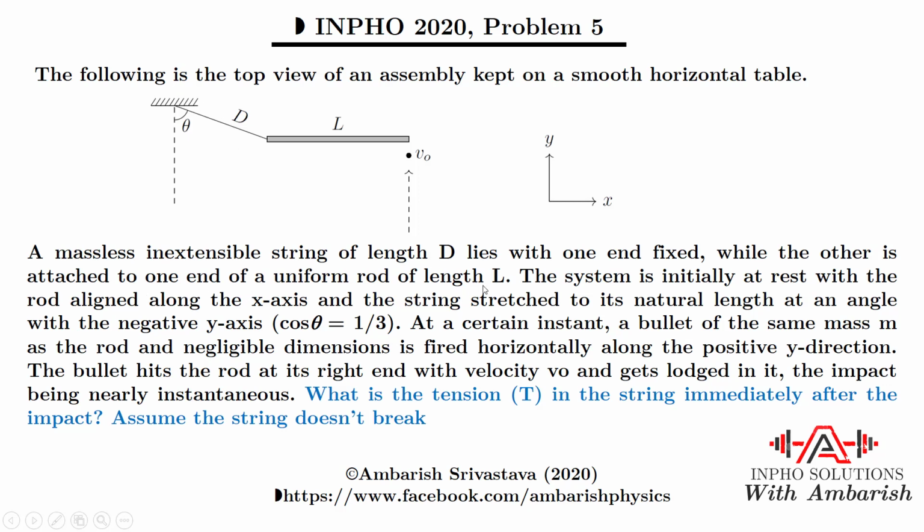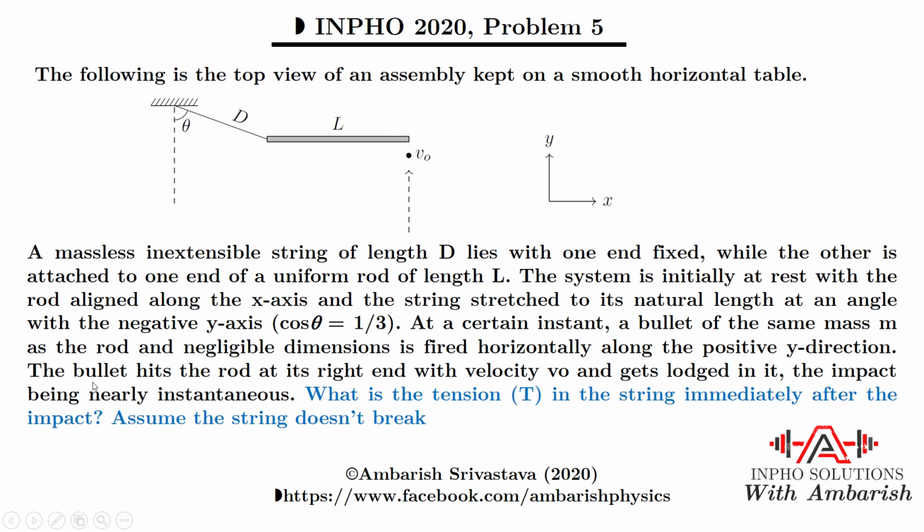You can see here. The system is initially at rest with the rod aligned along the x-axis and the string stretched to its natural length at an angle with the negative y-axis. Cos theta is 1/3. So this angle is cos theta 1/3. At a certain instant, a bullet of the same mass m as the rod and negligible dimensions is fired horizontally along the positive y direction. So this bullet has the same mass and it's fired along the positive y.